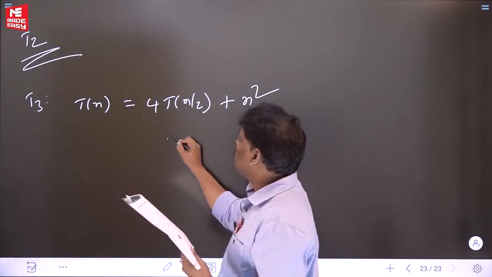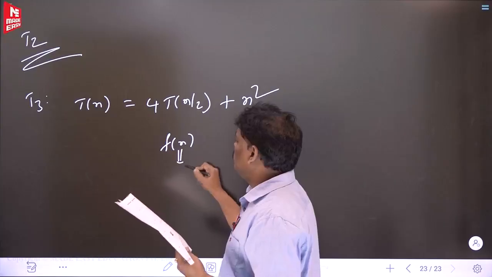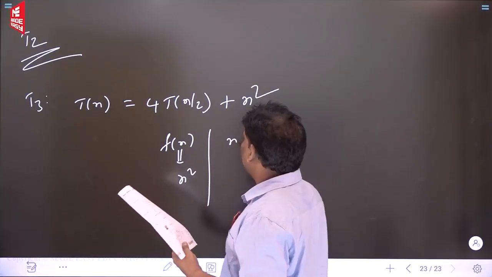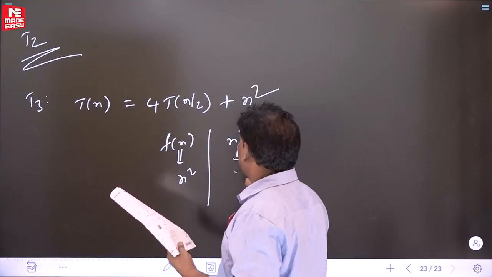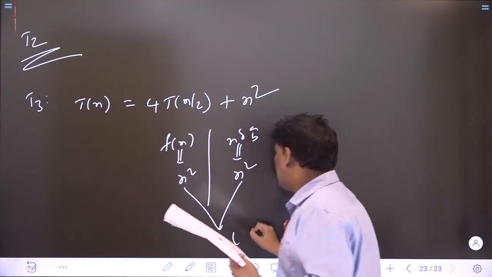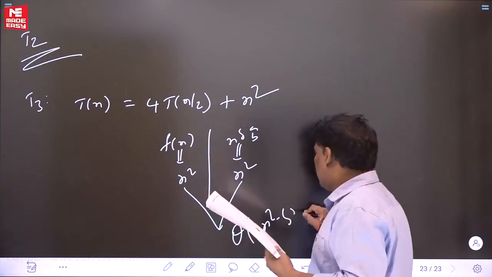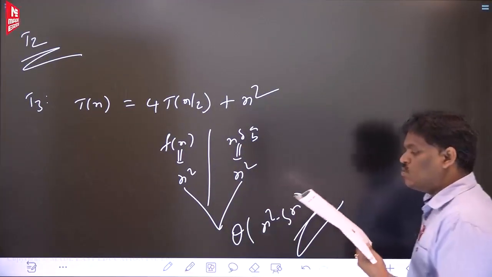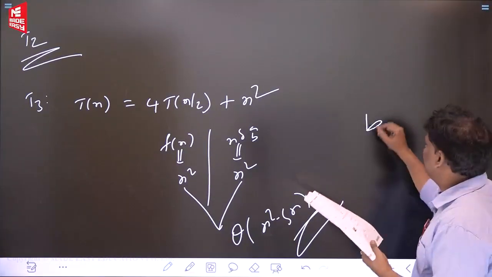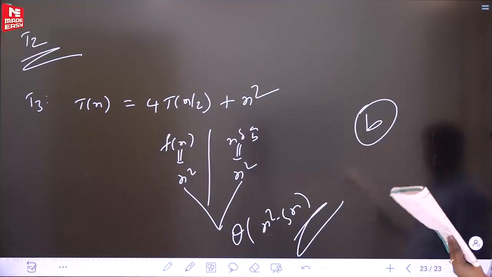So if you solve this one, f(n) is n square, and n power log a base b is also n square. Both are the same. Then what is the answer? n square log n, just multiply by log n. The answer is going to be n square log n. B is the answer. T3 is also okay. Go to T4.